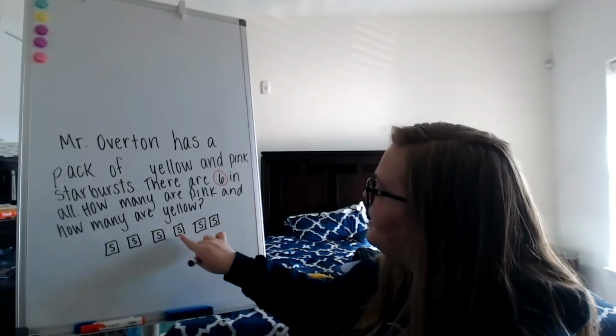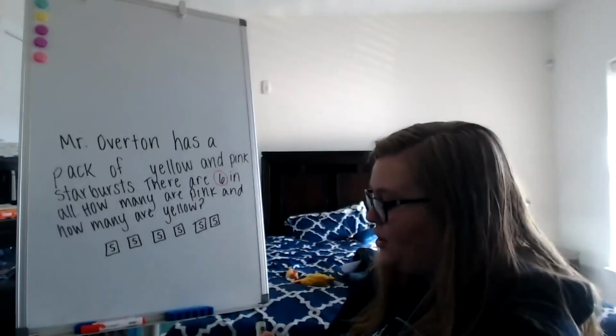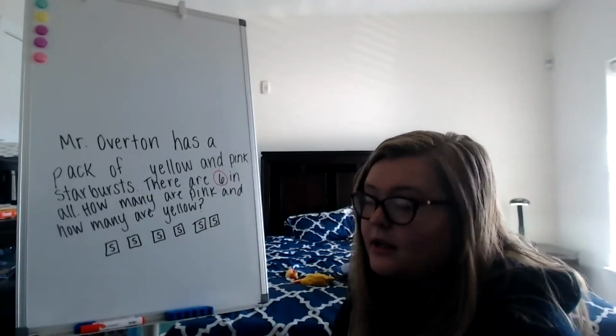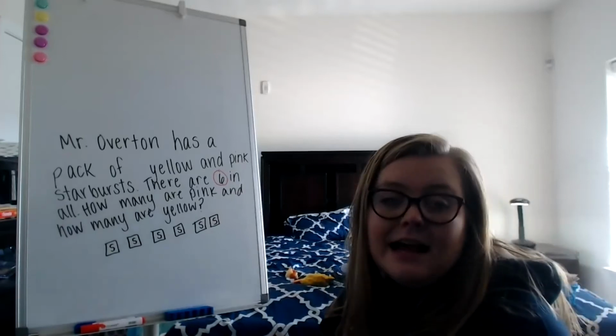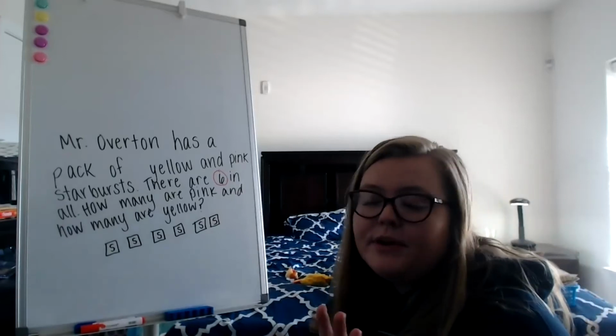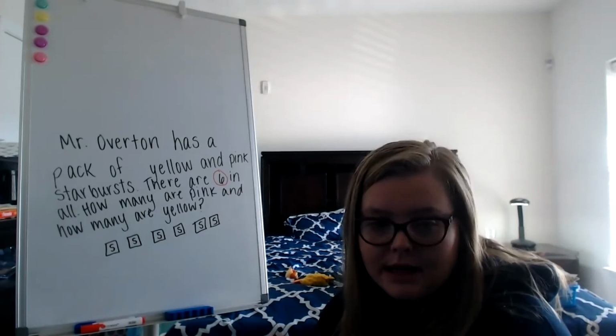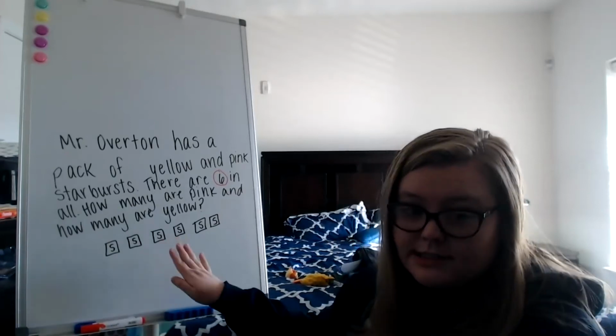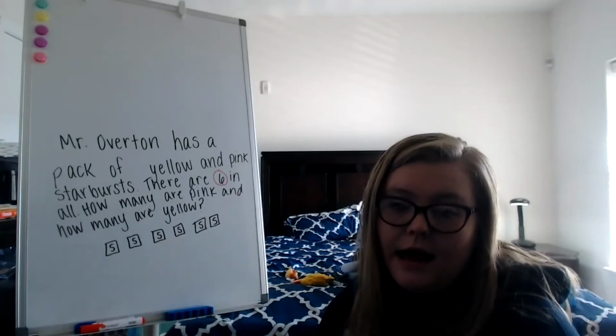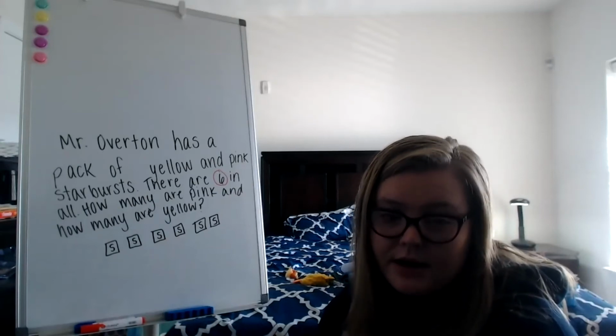One, two, three, four, five, six. Those are the six starbursts that he has in all. Let me read the problem one more time. Mr. Overton has a pack of yellow and pink starbursts. There are six in all. How many are pink and how many are yellow?